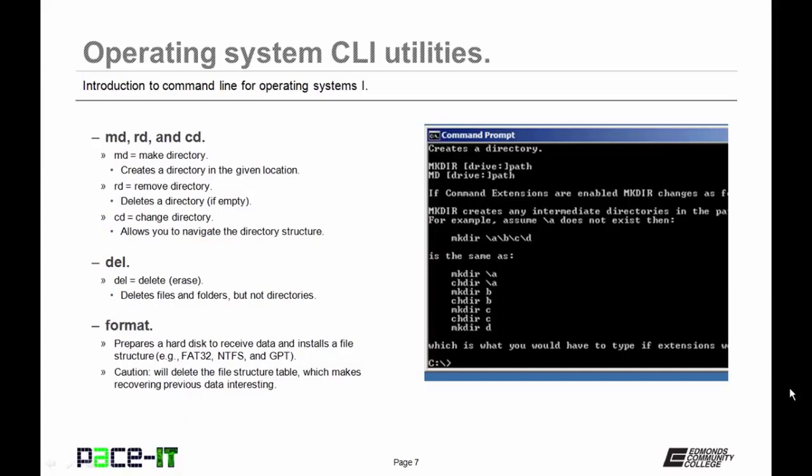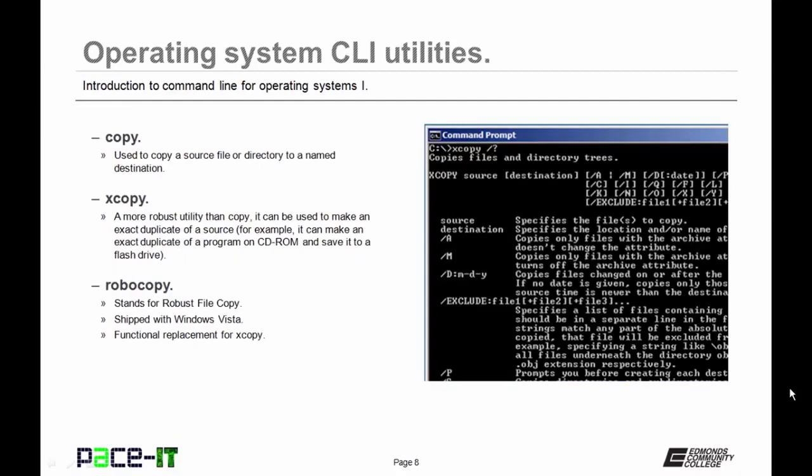It's the navigational command. Now let's move on to Del. Del stands for Delete. That erases things. Del can delete files and folders, but not directories. Then there's Format. This prepares a hard disk to receive data and installs a file structure, as in FAT32, NTFS, or GPT. Caution: if you use the Format command, it will delete the file structure table, which makes recovering previous data rather interesting. Now let's move on to some copy commands.